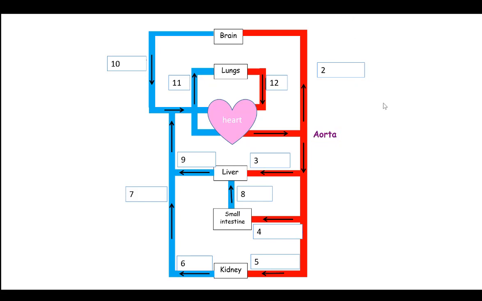So the first one then we've got is the aorta, and then the next one is an artery which carries blood to the brain, and that's the carotid artery. Then after that we have got the hepatic artery which carries blood to the liver. Then we've got the mesenteric artery, and then we've got the renal artery which carries blood to the kidneys. Then coming out of the kidneys we've got the renal vein.